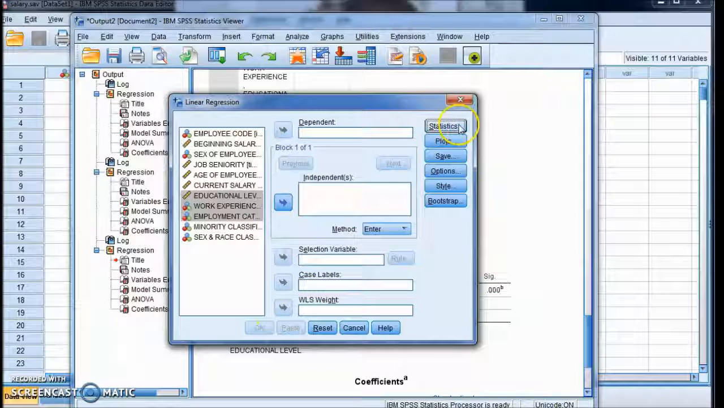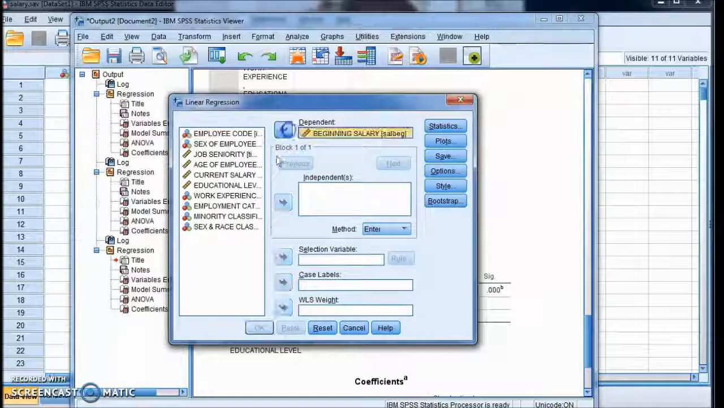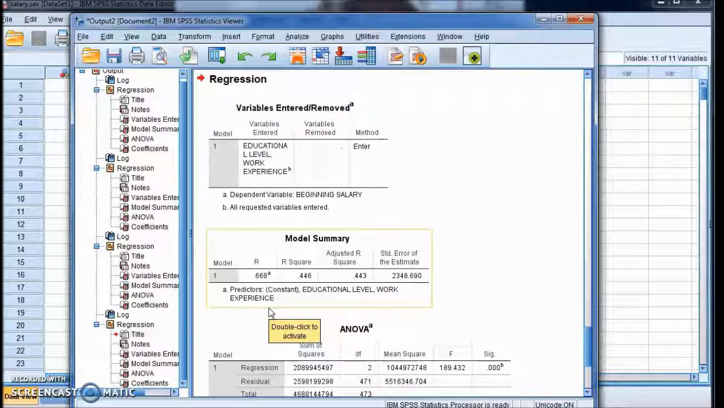And then, nothing's going to happen now, but then you hit OK. So in this case, I did beginning salary. I threw in some independent variables and ran an equation. So that's how you run a regression.